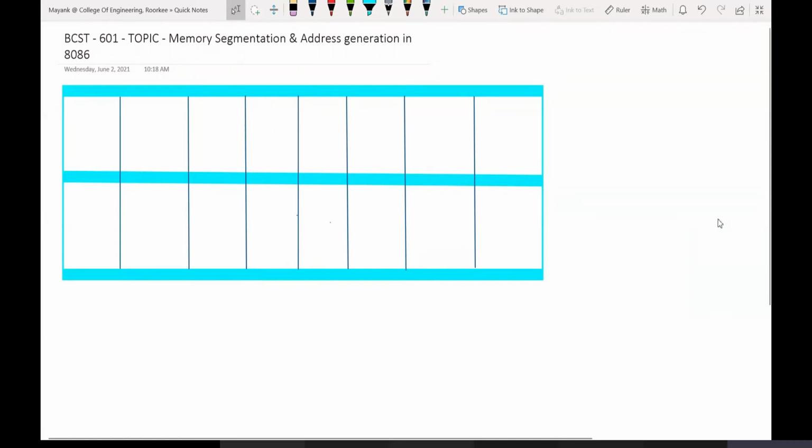Okay, class. So today's topic is memory segmentation and address generation in 8086 microprocessor. Fine. So we have already studied a little about memory segmentation, but today we'll study in detail about memory segmentation and how segments are situated in the memory and a lot of other things. Fine. So let's start with today's session.